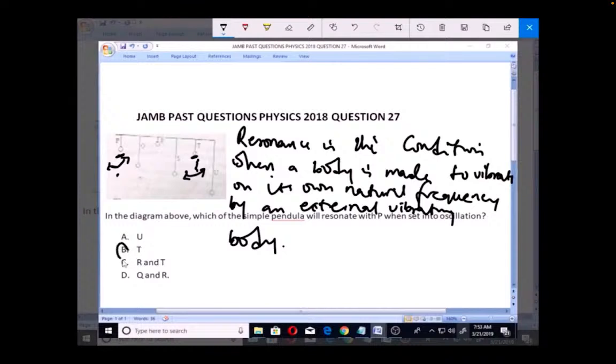And that is why B is the answer, because P is going to make T resonate. And that is the answer to the problem.